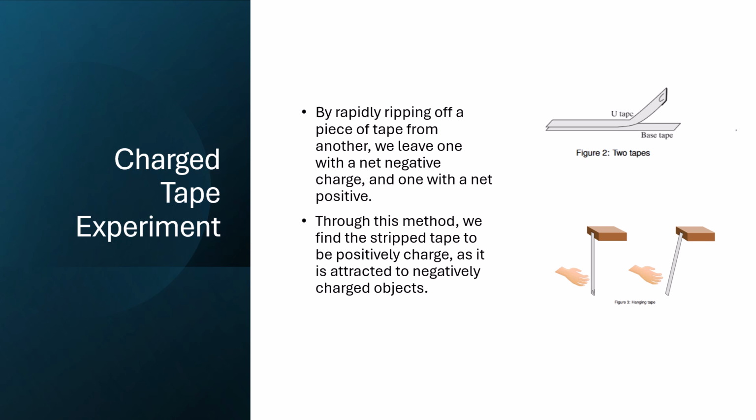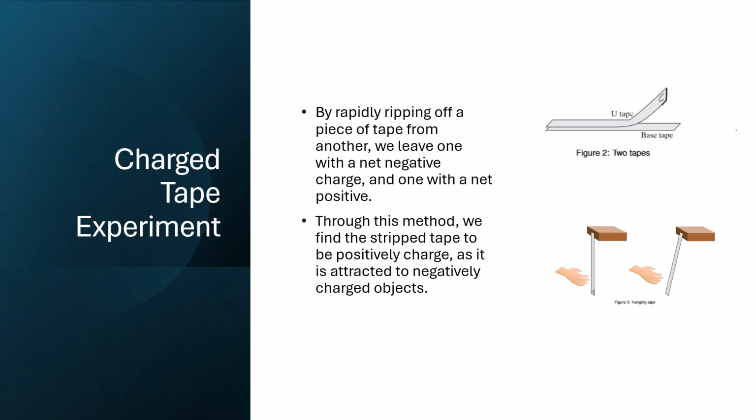We'll go into the methods of this experiment. The first step is placing down one piece of tape on a table. Then we take another piece of tape of equal length and lay it on top of it. We then rapidly pull it off, and by doing this, we take some of the electrons off it. This leaves one of the pieces of tape positively charged and the other one negatively charged. We repeat this step for one more piece of tape.